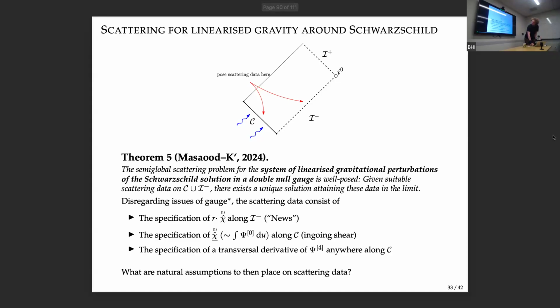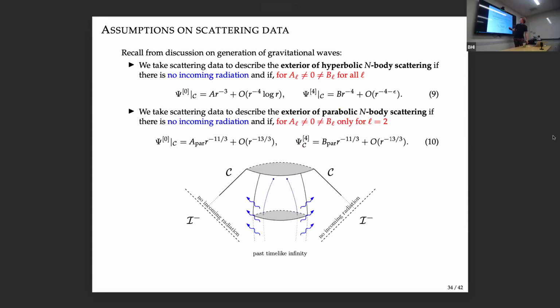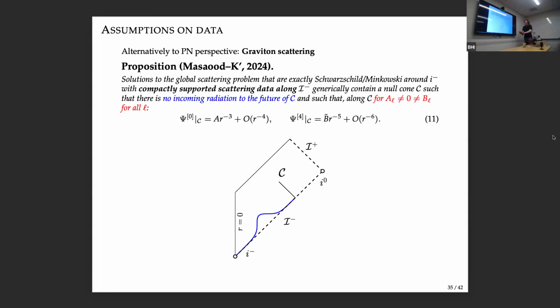Okay, and now the assumptions to place on the scattering data. Like I said, for hyperbolic n-body scattering, I say that C0 goes like r to the minus 3, C4 goes like r to the minus 4. For parabolic scattering, I say that C0 goes like r to the minus 11/3, and C4 also goes like r to the minus 11/3. But both of these rates are motivated by post-Newtonian heuristics. If you don't like that, you can consider graviton scattering, where you have rigorous results instead.